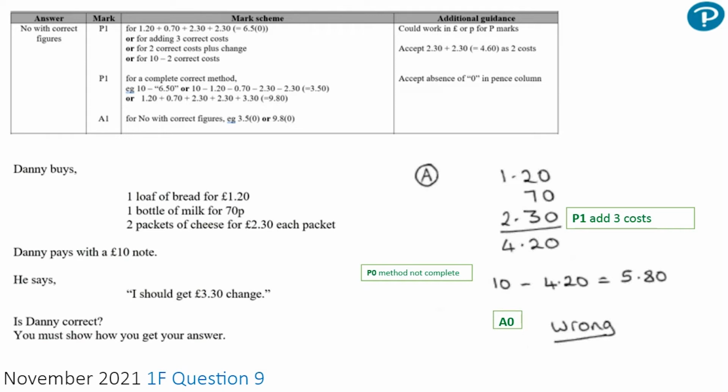So we wouldn't award it for 10 minus £4.20, because £4.20 didn't come from a complete method. But if they put 120 plus 70 plus 230 plus 230, had a brain fart, technical term, and then written £6.60 because they'd done that calculation wrong, 10 minus £6.60 could have got the second mark, because their £6.60 came from an arithmetic error, because they had tried to add four numbers. In this case, they're only adding three numbers. I'm hoping that makes sense.